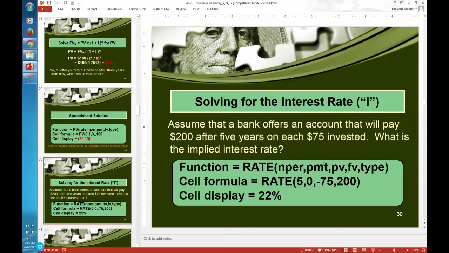Okay, I'm not entering a payment, as I'm not receiving or making any subsequent payments. My present value is negative 75. Those are the dollars I actually put in the bank. My future value is 200. Again, I skip over type, close my parentheses, and I end up with 22%.